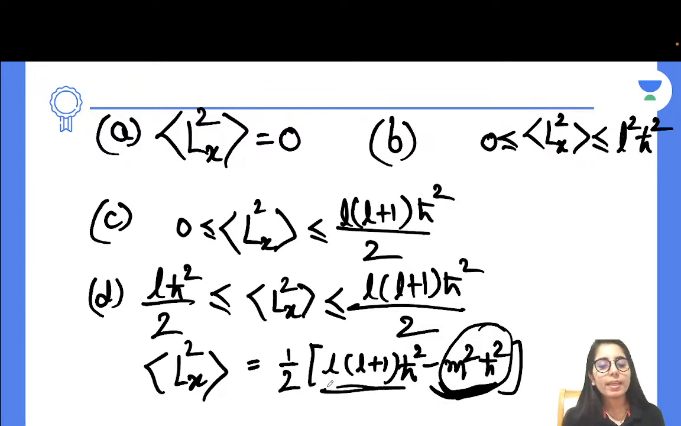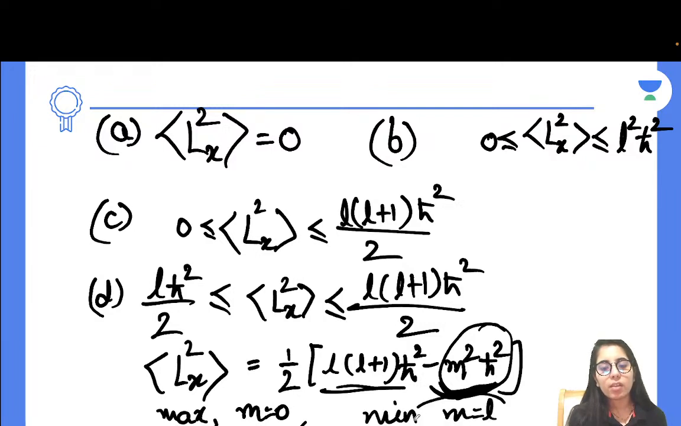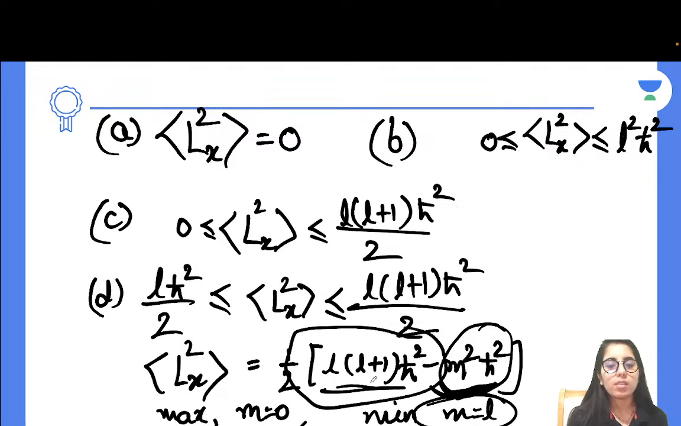So for the maximum value, you will take m is equal to 0, and for the minimum value, you will take m is equal to L, right? And this is how you are going to get the final answer. So you will see what values you get after taking these values for the maximum of Lx square expectation value and the minimum of Lx square expectation value. It will be the same as which option? I want you to mention it if you are getting it, but if not, I will let you know. So when you take 0 for m, what you get is just this initial part, half times L plus 1 h squared, which is the same as this, right?